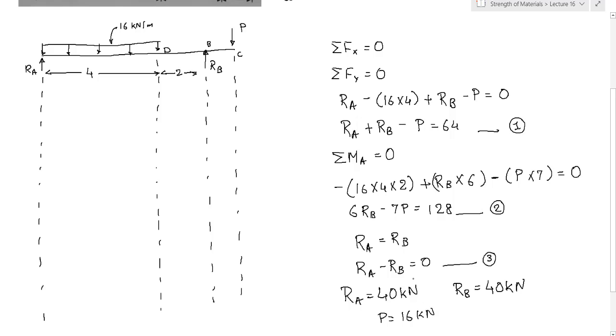So these are the forces that we are getting. We can put those values over here in our force diagram. After leaving 4 lines, we can draw our force diagram. So here it will be 40. This is 16 kilonewtons.